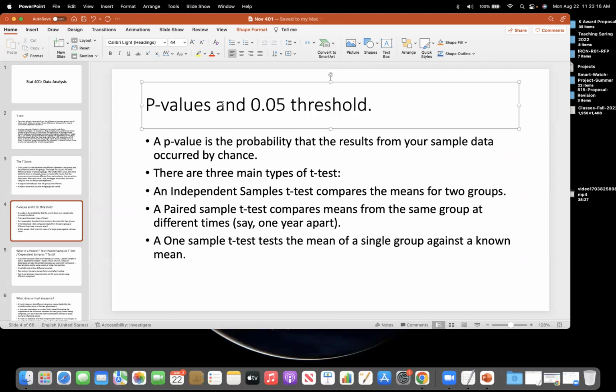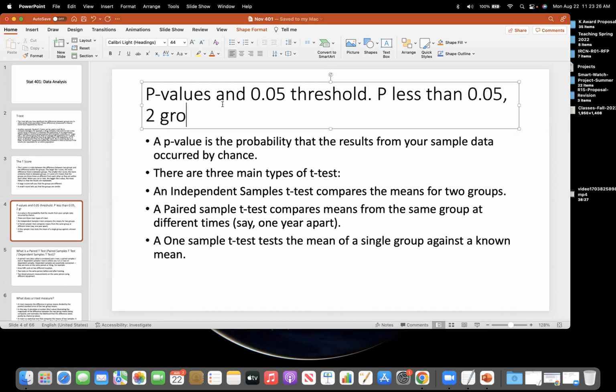Okay. So the idea is, if the p-value is less than 0.05, you say that two groups are significantly different, right? But if the p-value is more than 0.05, the two groups are not significantly different, and it has just occurred by chance. It's random, right? So there is no meaning to it. But if it's less than 0.05, then there is some meaning.